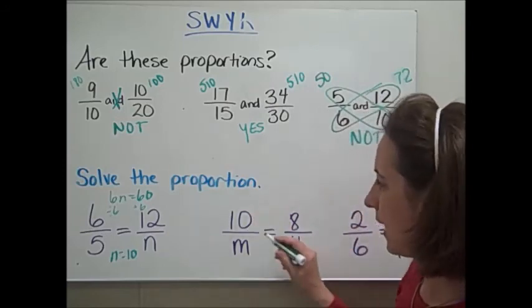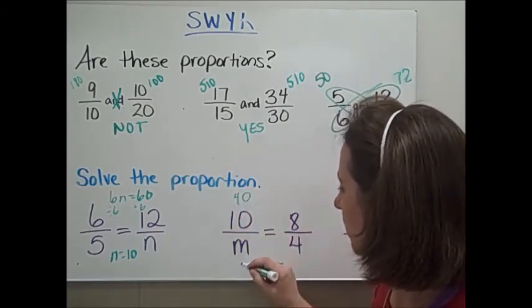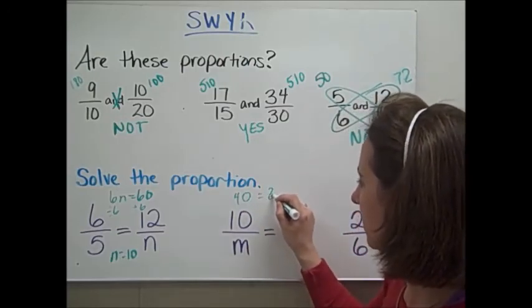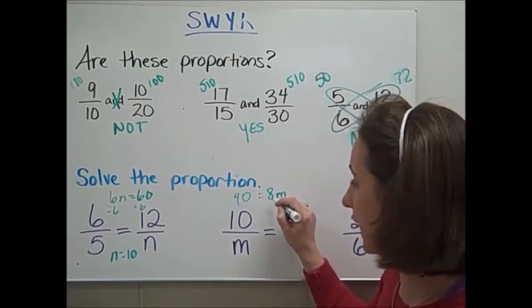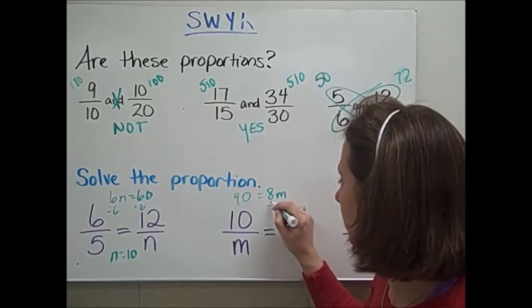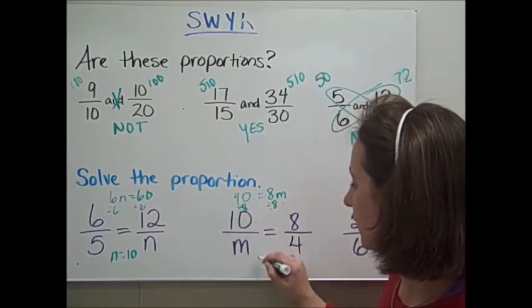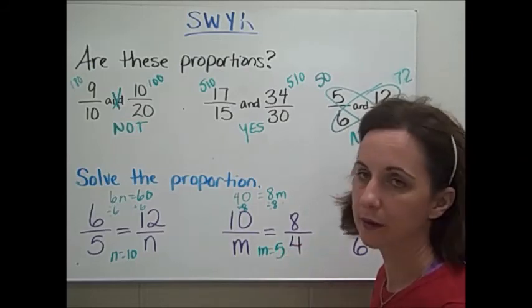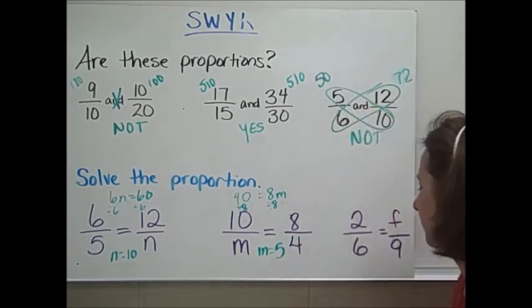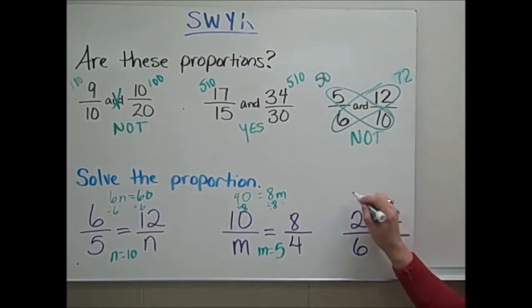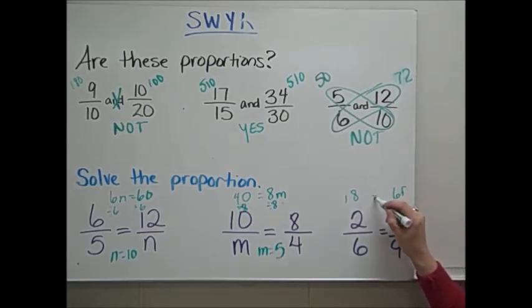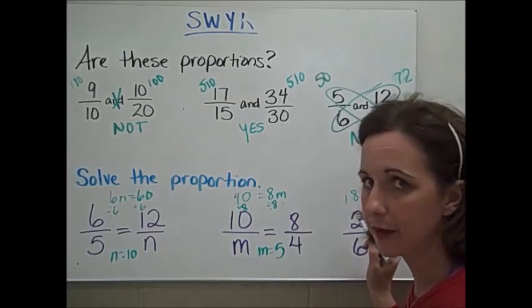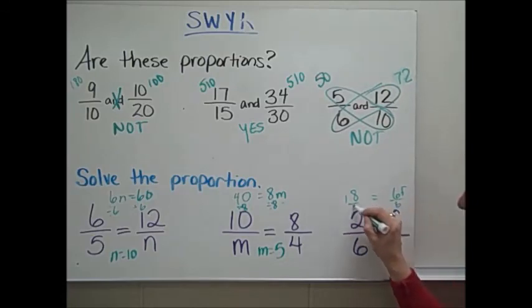Let's look at 10 times 4, which is 40, and m times 8 is 8m. Because this says multiply by 8, I'm going to divide by 8. 40 divided by 8, m equals 5. Last one, 2 times 9 is 18. 6 times f is 6f. 18 equals 6f. Divide both of these by 6, and you get f equals 3.